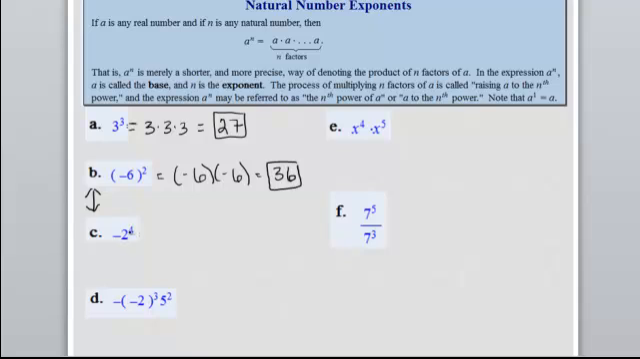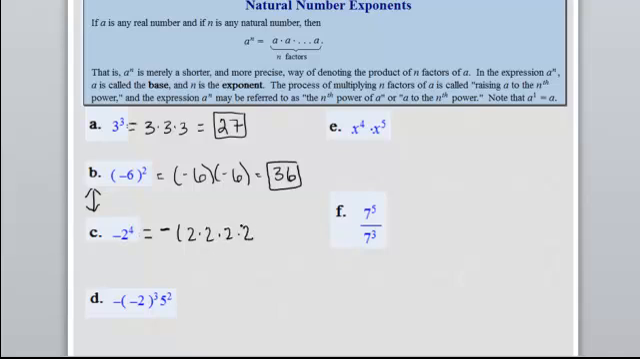Okay, look at the difference between this one and the last one. For C, we have -2 to the fourth power. Notice I didn't say all to the fourth power. That's because the negative is not included in this power, only the 2 is. It's not included because it's not in parentheses. So we just leave that little negative sitting there, and then we raise 2 to the fourth power.